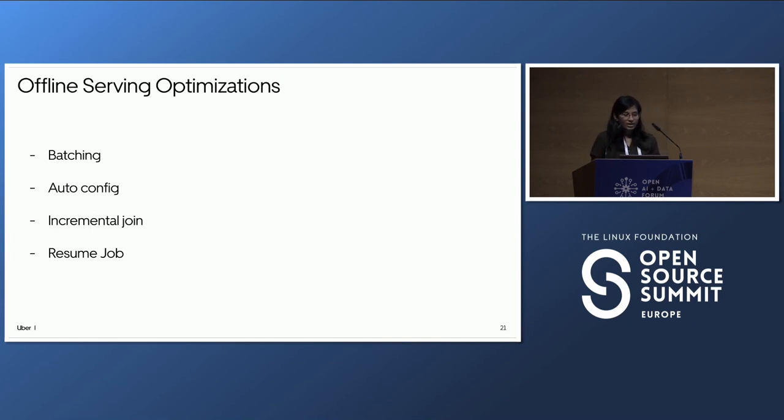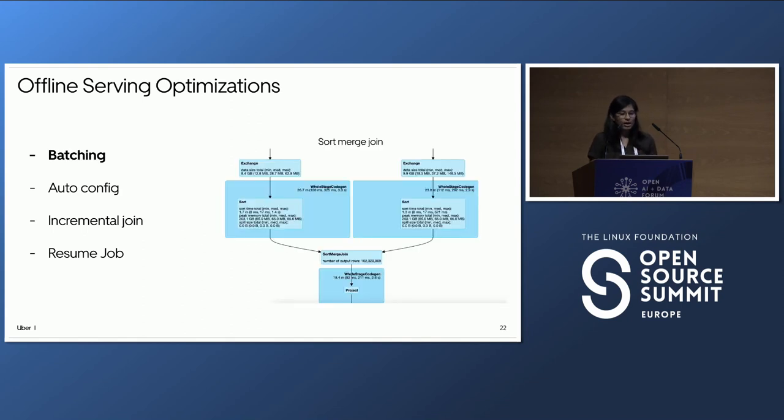The first is batching. In order to understand batching, we need to go into the details of the Spark sort merge join. When we join two tables, Spark will do a lot of data shuffling, and then it will make sure all the similar data are available on the same executors. Then it will perform a join between them and return the output. When you perform a join on a large data set, these kinds of jobs become more failure prone, and it's easy for your job to run out of memory or out of disk.